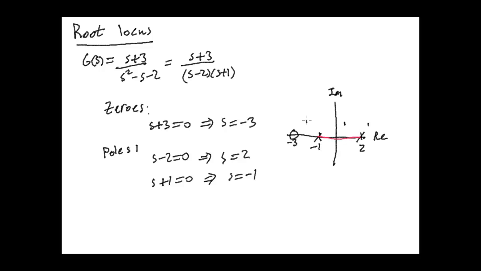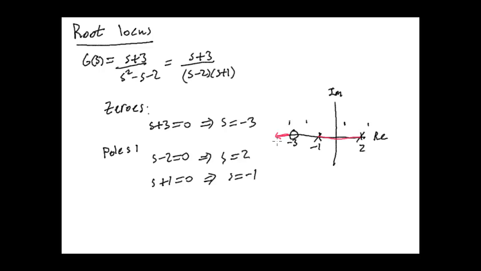And at this location we're to the left of 2 poles, so the root locus does not exist on the real axis. And at this location we're to the left of 2 poles and 1 zero, which adds up to 3. So the root locus does exist on the real axis at this location. And this goes on to infinity.